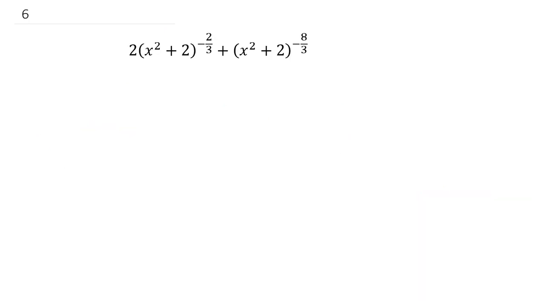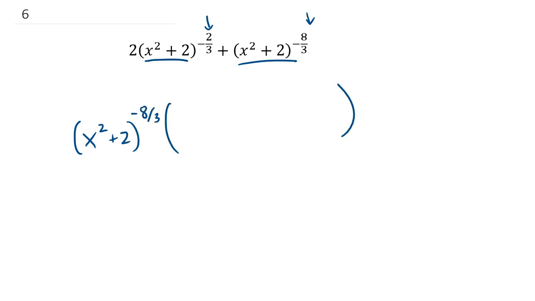Last one. I have a factor of x squared plus 2 in both of them. So I factor out an x squared plus 2 to the -2/3 versus -8/3. I factor out the lower one, which would be -8/3. If that surprised you, then I don't know, work on your negative numbers. Lower, negative, that's how it works. Lower number looks like a bigger magnitude.